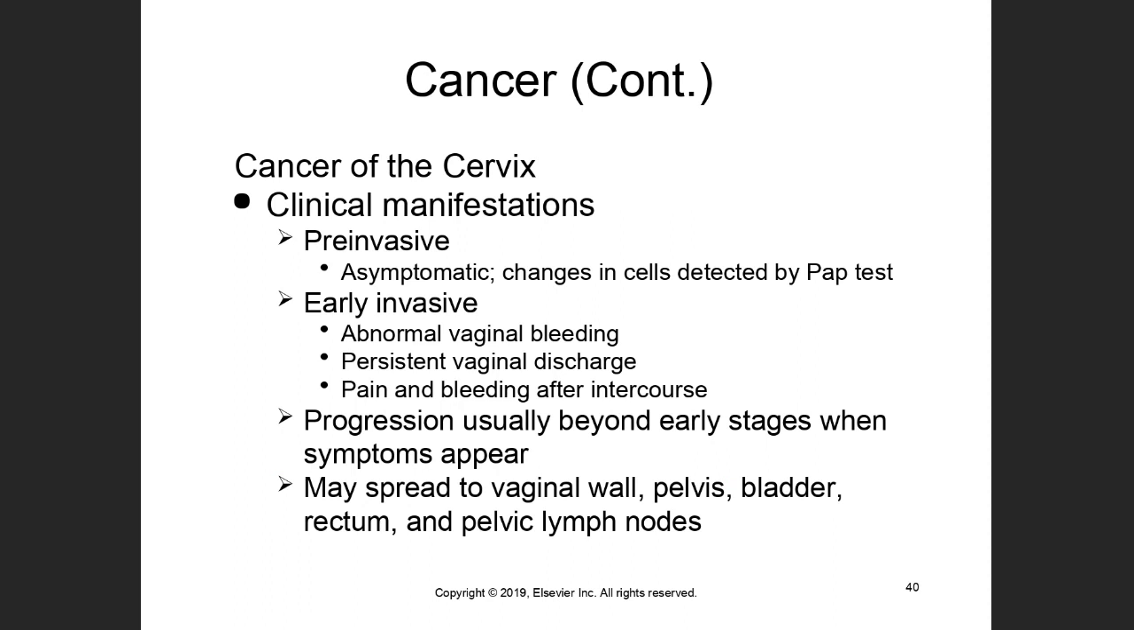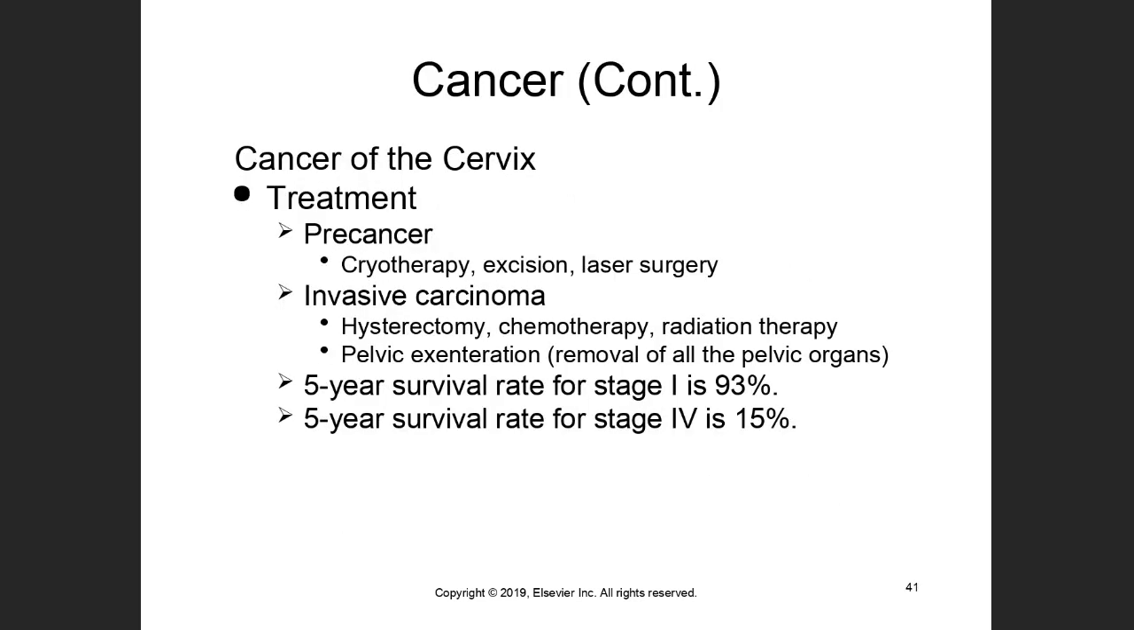Clinical manifestation: pre-invasive is asymptomatic. That's why we do screening, because most of the time there are no signs and symptoms. Early invasive: abnormal vaginal bleeding, persistent vaginal discharge, pain and bleeding after intercourse. Progression is usually beyond the early stage when symptoms appear; it may spread to the vaginal wall, pelvis, bladder, rectum, and pelvic lymph nodes. The treatment is cryotherapy, incision, laser surgery.